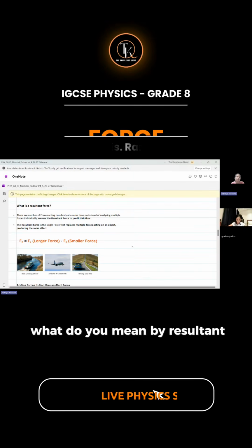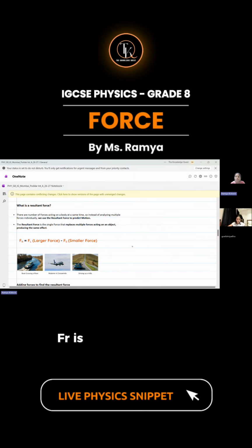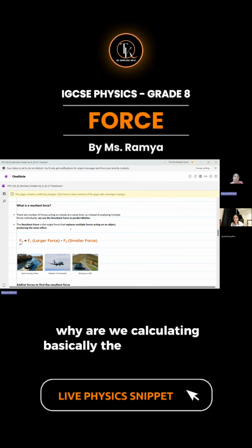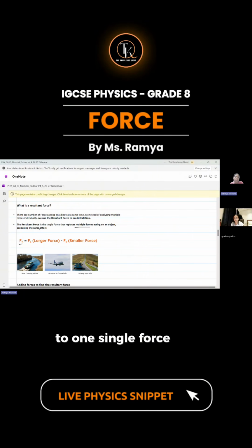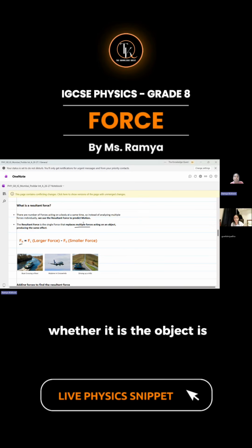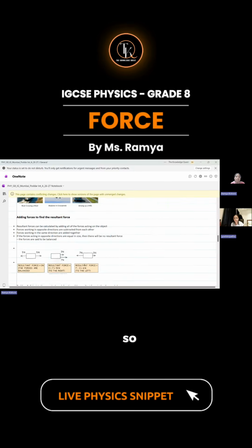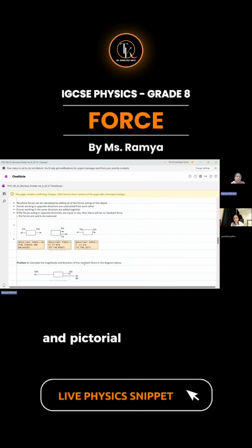So what do you mean by resultant force? Fr is the resultant force, which is nothing but larger force minus smaller force. So why are we calculating the resultant force? To replace the multiple forces acting on an object with one single force, right? We use the resultant force to predict the motion, whether the object is moving or at rest. So here you have some examples and pictorial representation.